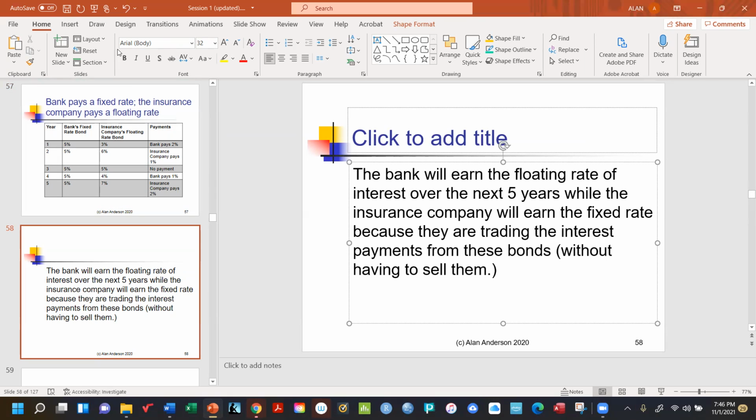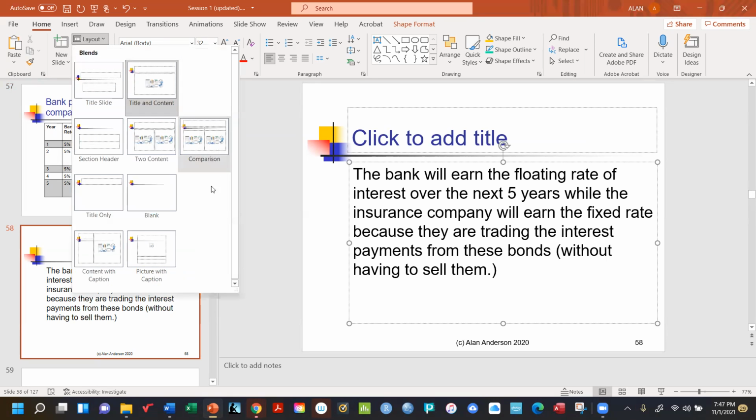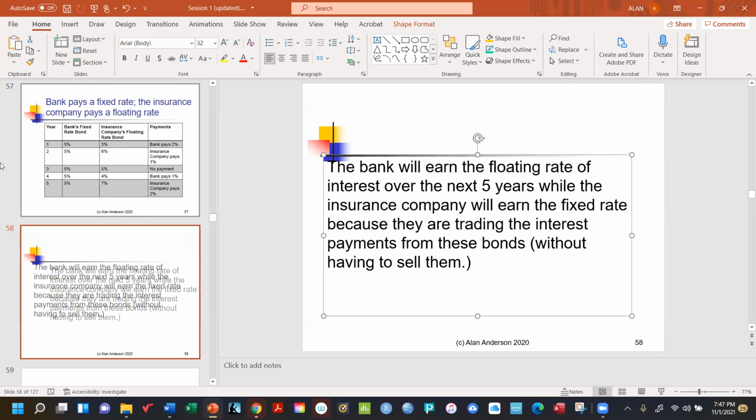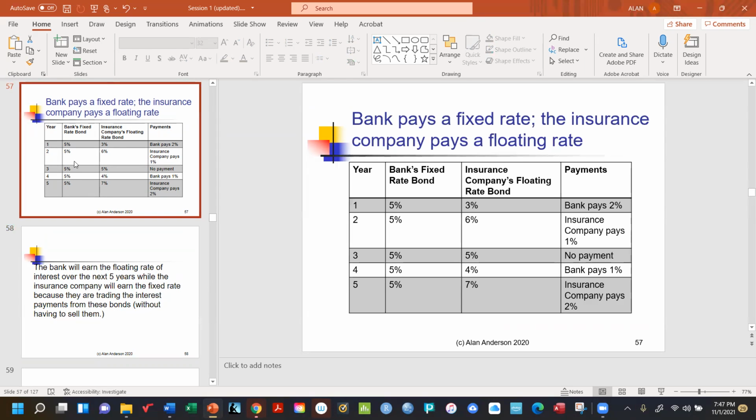So that would be an example of a floating interest rate swap. You're trading the coupons or interest payments from one bond for the other. And so what it does is it changes your inflows from, let's say, the fixed rate to the floating rate, or vice versa.